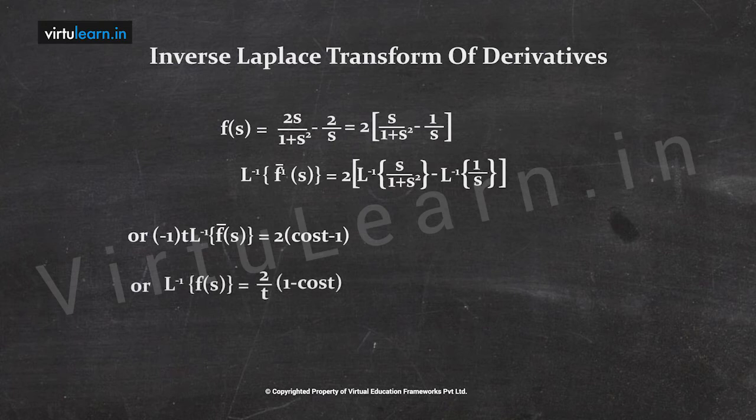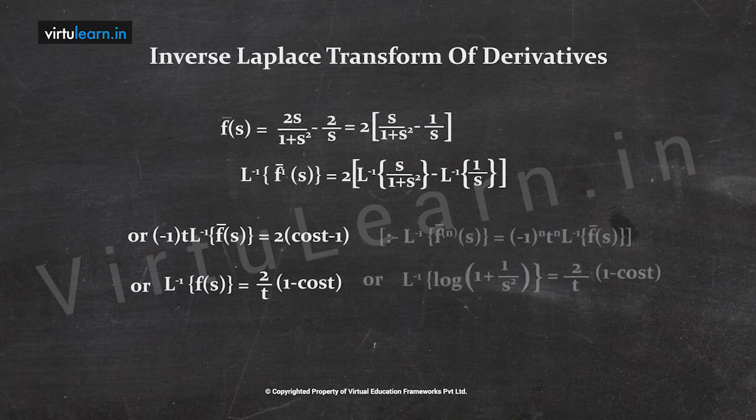Then L inverse of f bar of s equals, sending that factor to the other side, 2 by t times (1 minus cos t). I have taken minus common, and minus into minus becomes plus. Therefore L inverse of log of 1 plus 1 by s square is 2 by t times (1 minus cos t). This is the answer. Like this, if you observe log, then we can solve the problem.